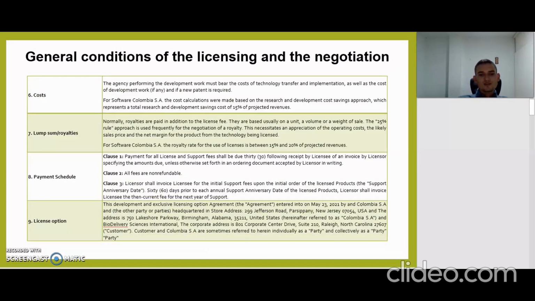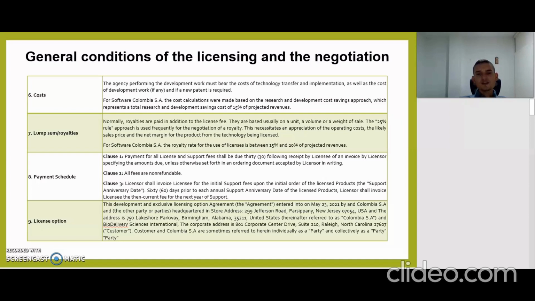Okay, the following items are costs. For Software Colombia S.A., the cost calculation we made is based on the research and development cost saving approach. We represent a total research and development savings cost of 15% of projected revenues.